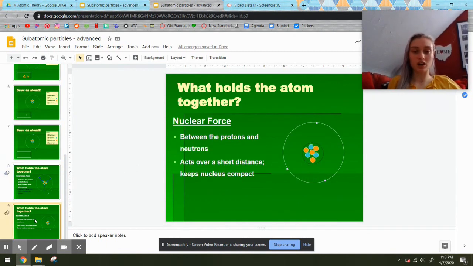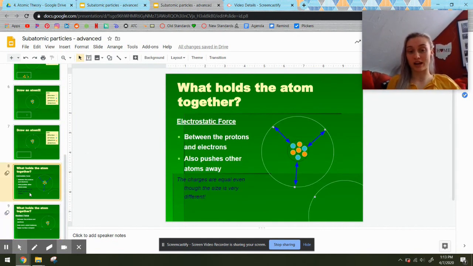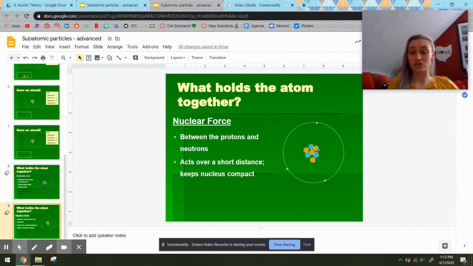And then the last thing we're going to talk about is the nuclear force. So the nuclear force is going to be between the protons and the neutrons, and it acts over a short distance. So the nuclear force only applies to the nucleus. It does not apply to keeping the electrons in, because it only acts in a short distance. It only acts within the nucleus. It doesn't act over the distance from the nucleus to the electrons. That's what the electrostatic force is. The nuclear force is just acting within the nucleus, and it's just what is between the protons and neutrons. Okay? So that's the part I wanted you to send me a picture of.